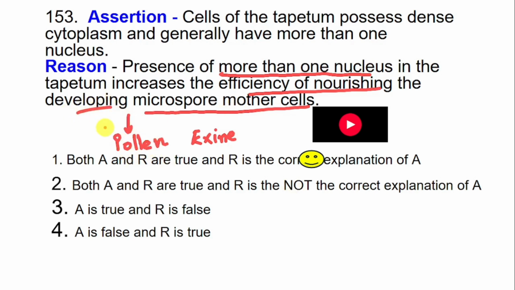In the textbook it is written developing pollen grains. That word developing is for the microspore mother cells till they form pollen. This is what you have to focus on. These are the important keywords here, and this one is a factual thing: cells of the tapetum possess dense cytoplasm and generally have more than one nucleus. Okay, next question.